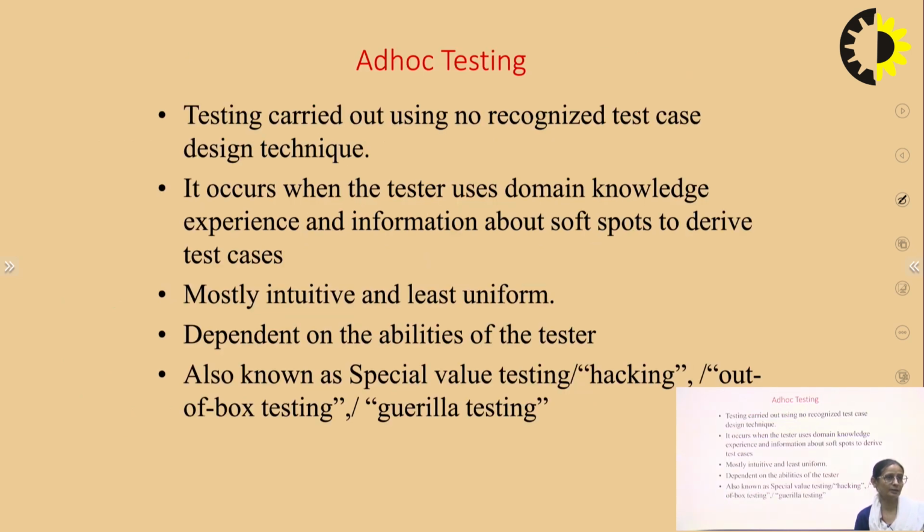Ad hoc testing: this testing is carried out using no recognized test case design technique. It occurs when the tester uses domain knowledge, experience and information about soft spots to derive the test cases. Generally, they are expert persons; it is mostly intuitive and the least uniform way of doing such testing, totally dependent on the ability of the tester. Also known as spatial value testing, out of box testing or gorilla testing.